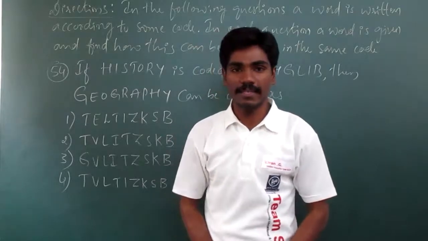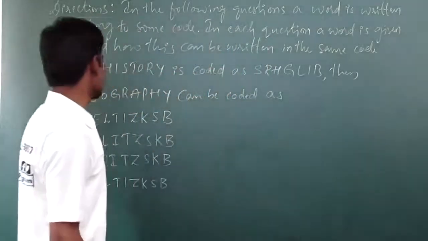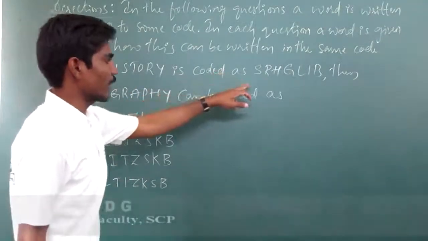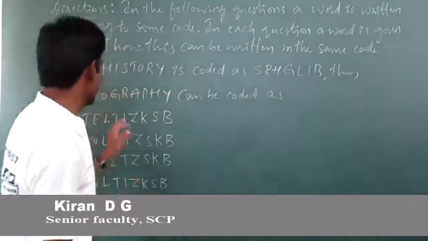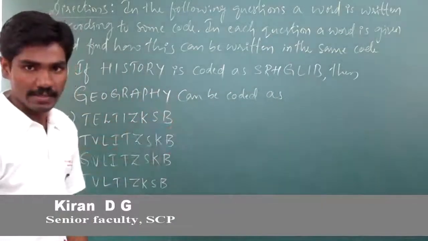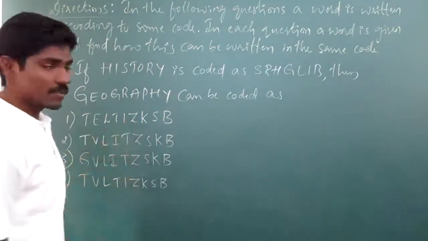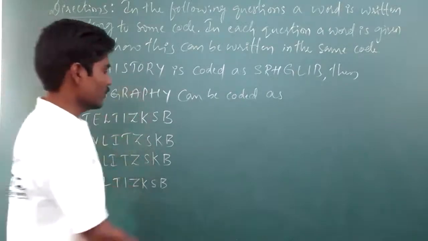Well friends, here is the next problem. The given problem is, if history is coded as SRHGLIB, then geography can be coded as. To solve this, first let me consider history.